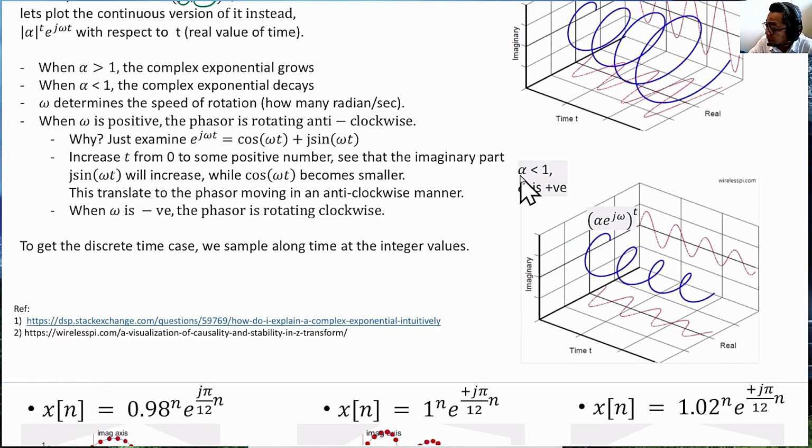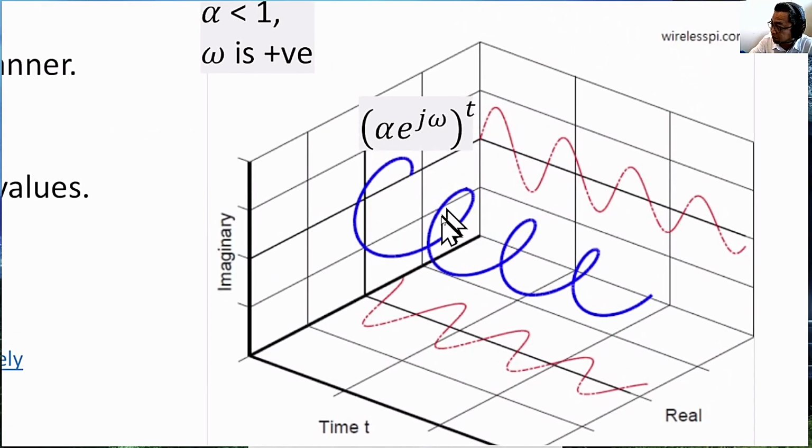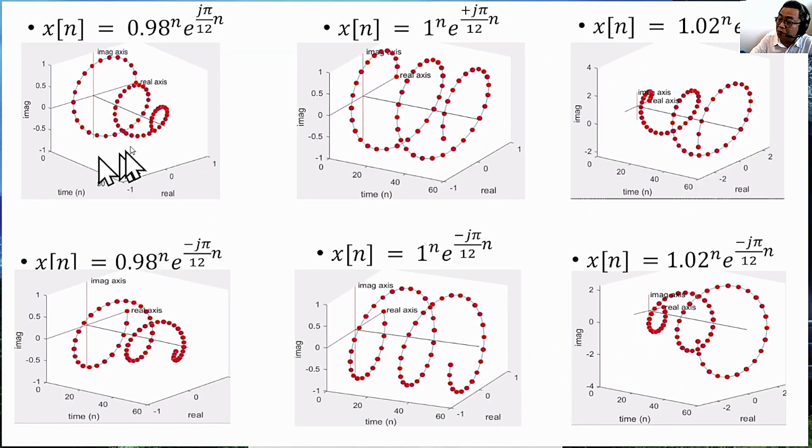Now, what about when alpha is less than 1? Then, of course, we will have a decaying exponential. So the exponential is now decaying as time increases. So we'll plot z to the power of n, where we have different magnitude and different omega. Here I have magnitude less than 1, so I am seeing a decaying complex exponential. It's rotating anti-clockwise because omega is positive. What about when omega is negative? Then it is rotating clockwise, but it's becoming smaller and smaller.